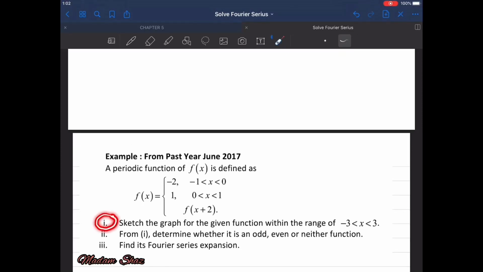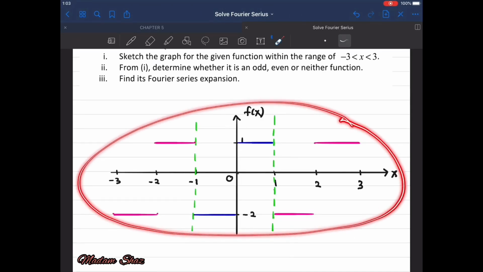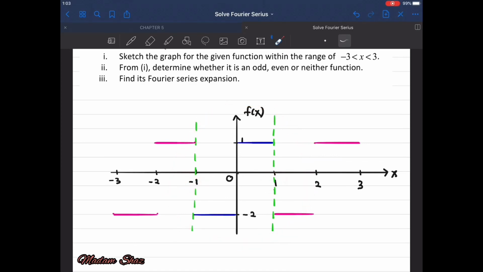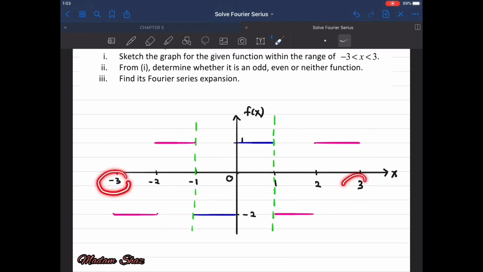For question 1 Roman, try to sketch by your own and then expand your original graph from -3 until 3. So this is the answer for question 1 Roman. The dotted line here is the original graph from -1 until 1. On the left hand side and the right hand side here, this is the graph that we expand from -3 until 3.